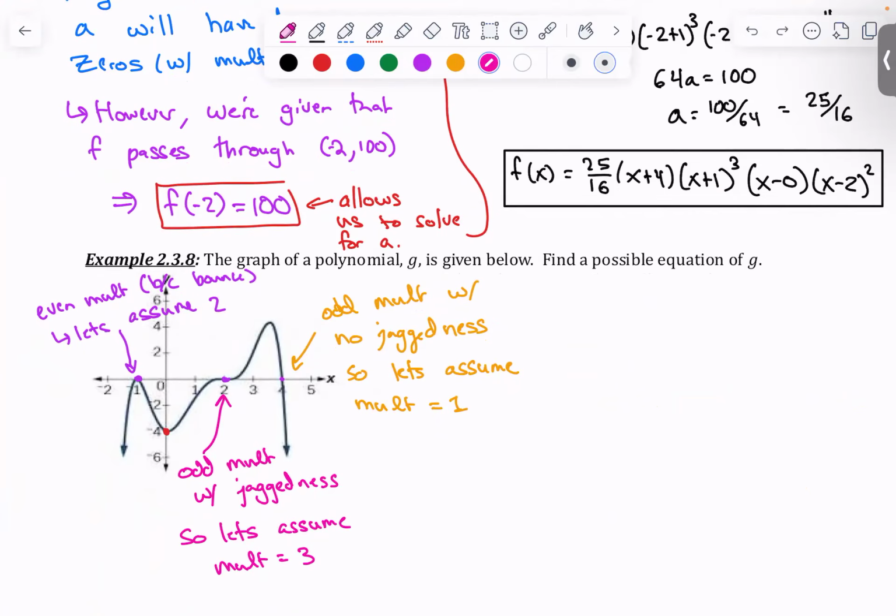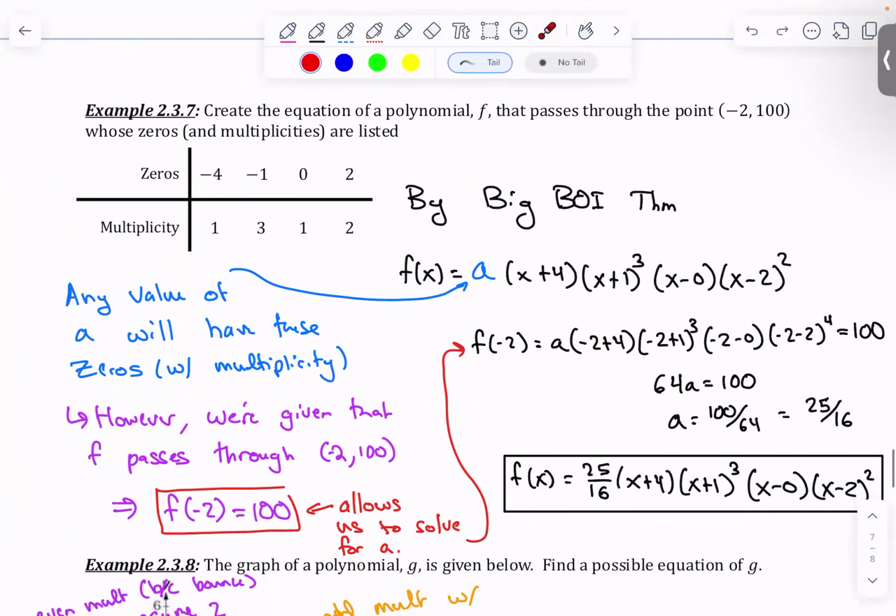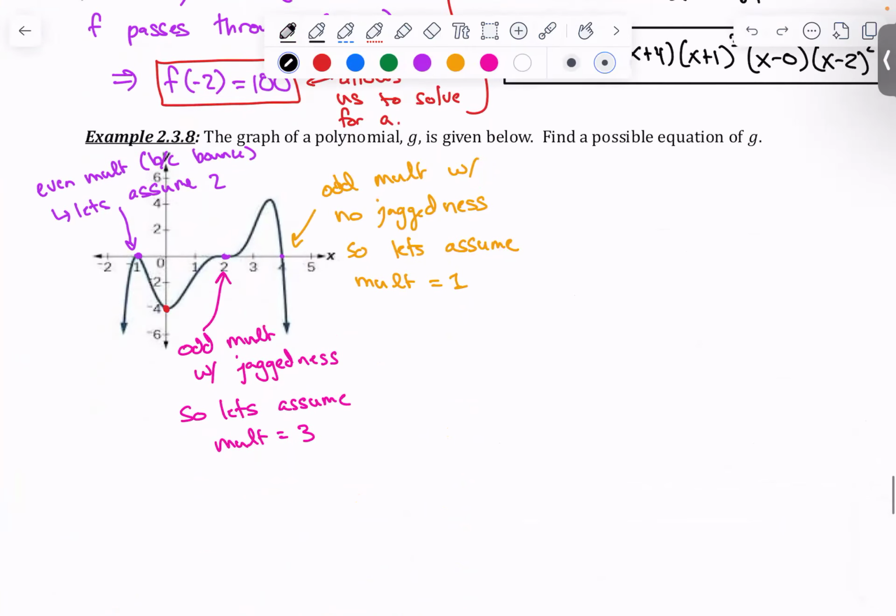So we know it has 3 zeros. We know their multiplicities. So it's just like the previous problem. We have the zeros and the multiplicities, so once again, we can do this setup. We now know that g of x will equal a times x plus 1 to the second power, times x minus 2 to the third power, times x minus 4, the first power.